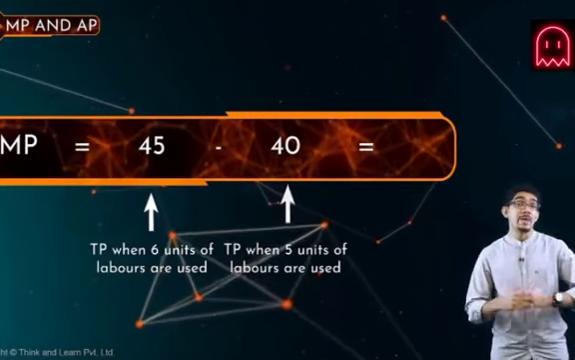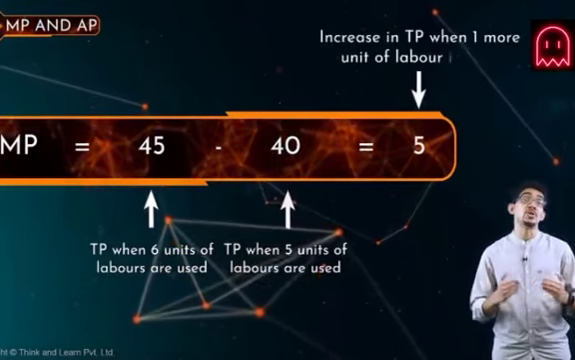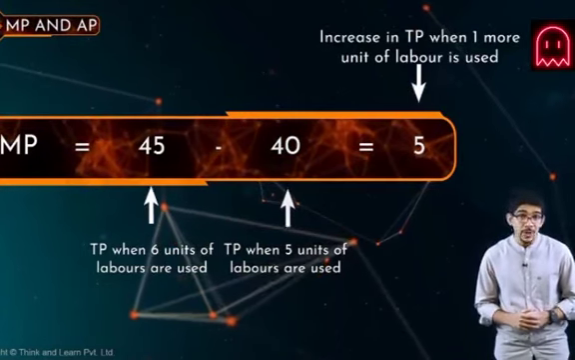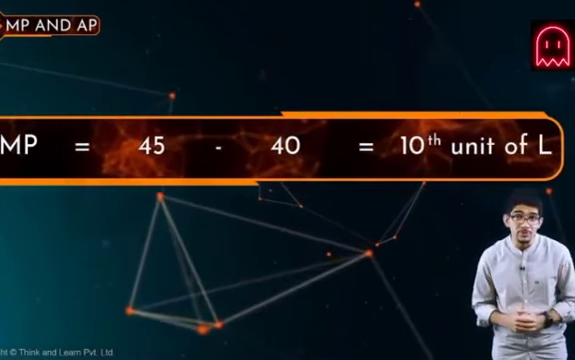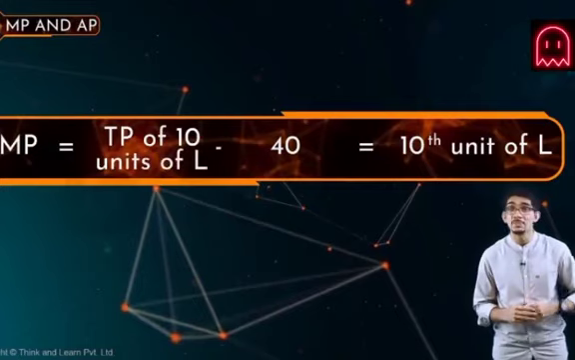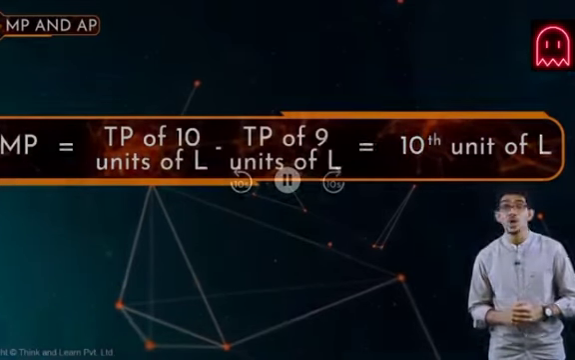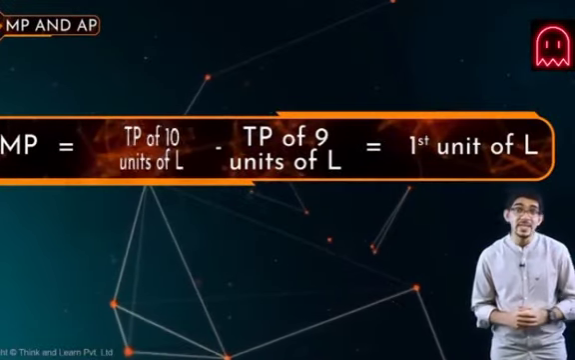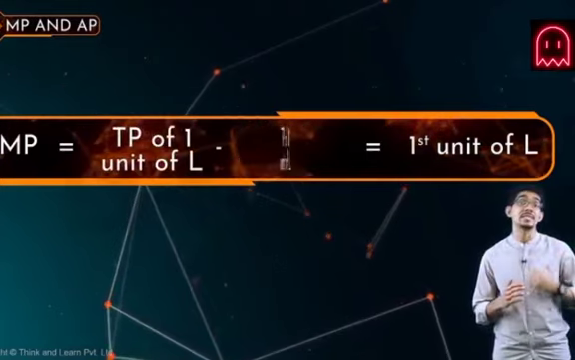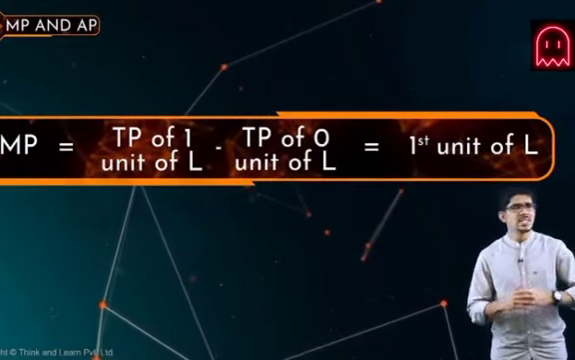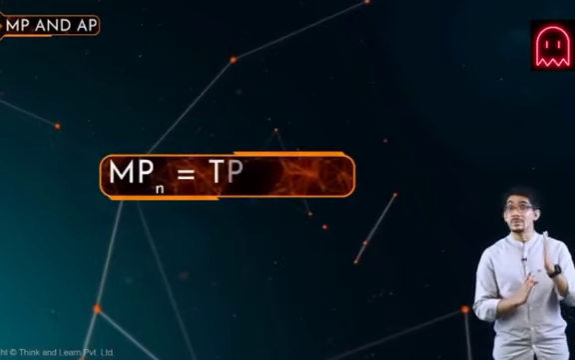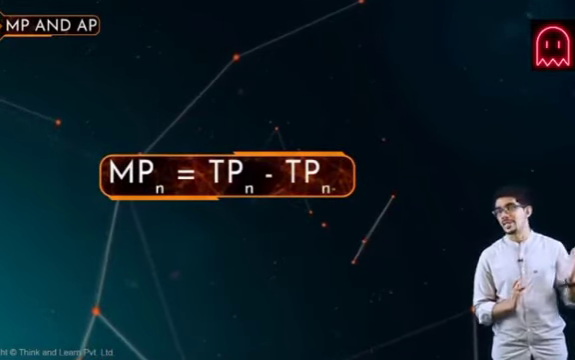That is MP equals 5 for the 6th unit of labor added. Likewise, MP of 10th unit of L would be TP of 10 units of L minus TP of 9 units of L. Or MP of first unit of L would be TP of 1 unit of L minus TP at 0 units of L. Generalizing it, we can say that MPn equals TPn minus TPn-1.